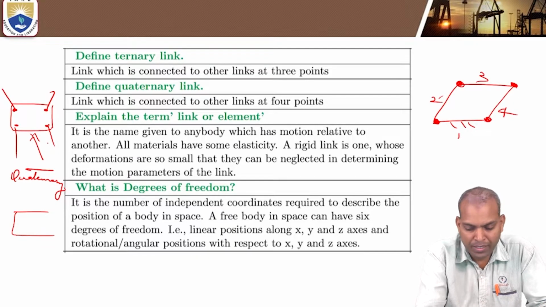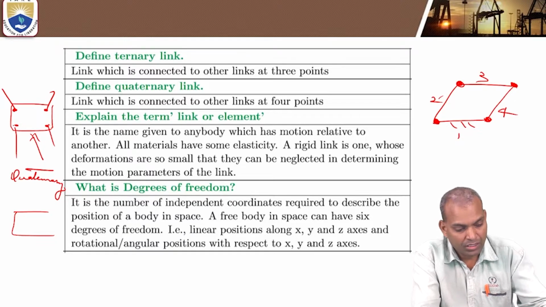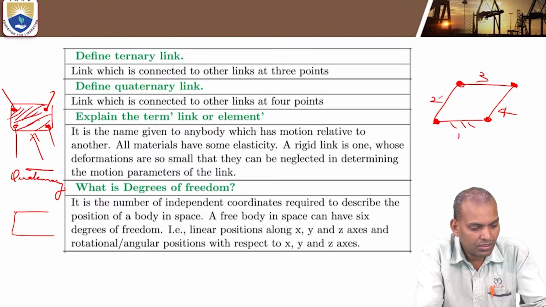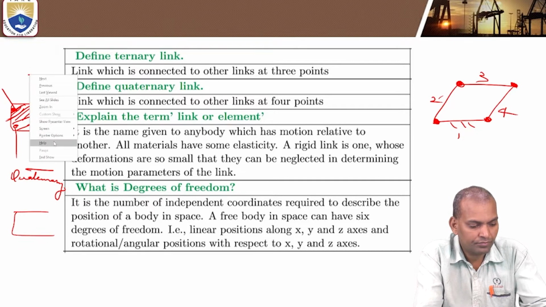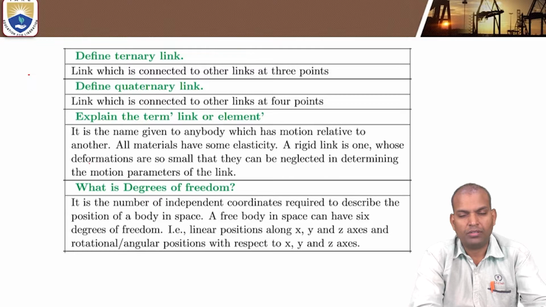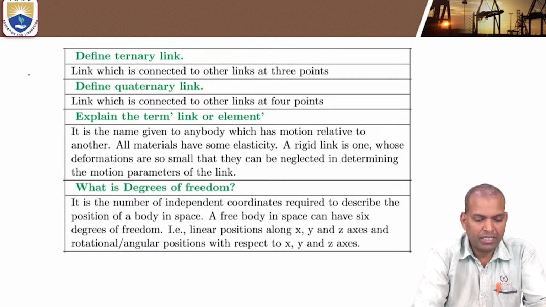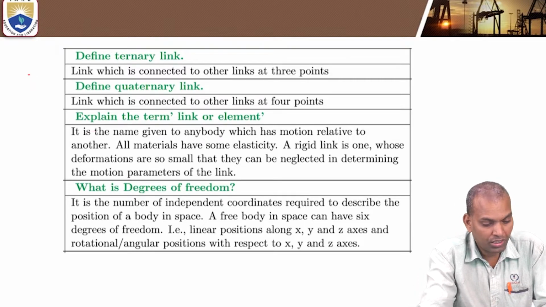Now quaternary means, how to represent a quaternary link? The quaternary link is shown like that hatching line, but with 4 joints facility. That is a quaternary link. So that is the concept of types of links. Okay, what is a binary link, what is a ternary link, and what is a quaternary link.